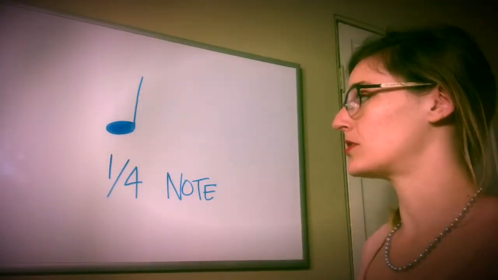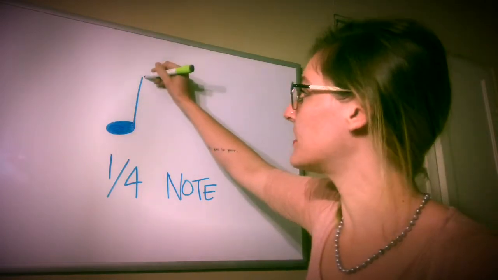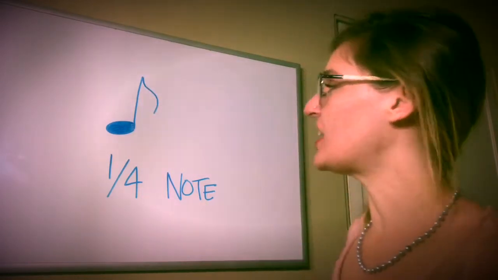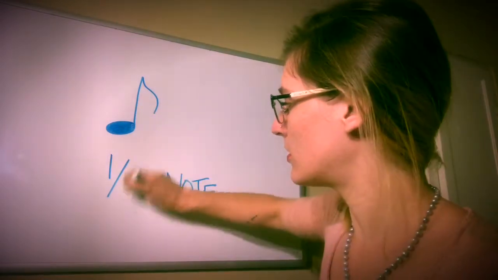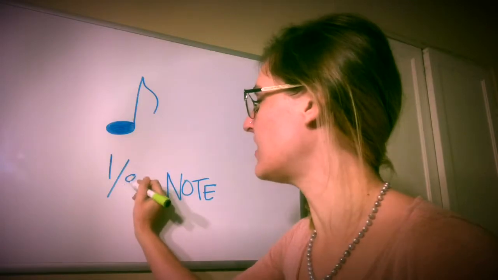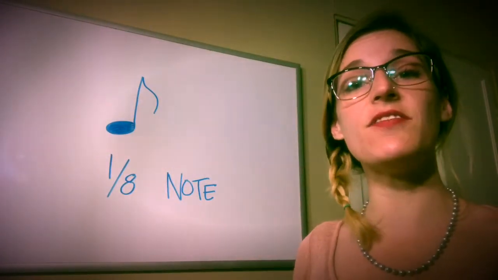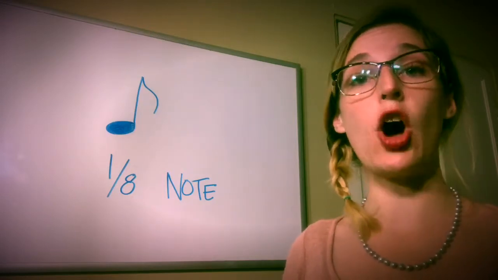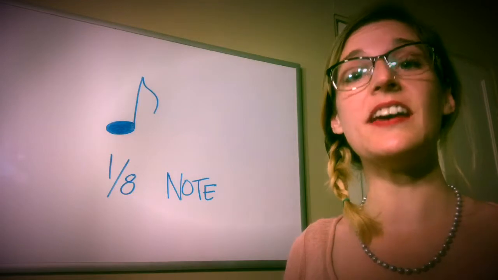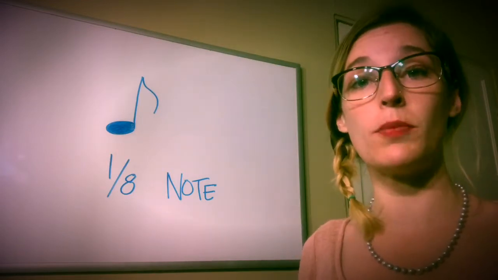This is a quarter note. When we add a flag to a quarter note like this, we change that quarter note to an eighth note. What this means is that it cuts the value of the quarter note in half. So the quarter note in common time is worth 1 beat. That means that the eighth note is worth half of a beat in common time.